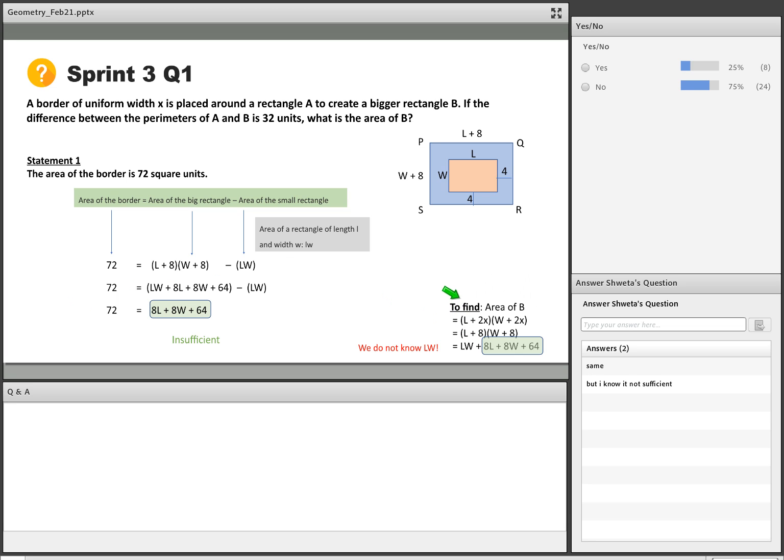So essentially what I want to find out, I have a part of it that this much is 72. So my value will really be LW plus 72. Do you know the product of LW? You don't. That means even after having this much, you don't know something that you wanted. So statement 1 alone is insufficient. Now please tell me if statement 1 is absolutely clear to everybody in the yes/no pod.